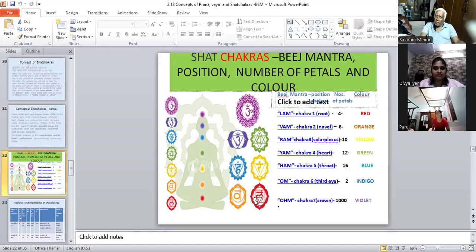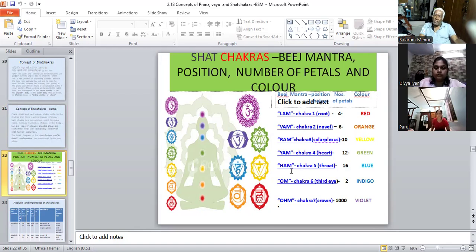Four petals are Muladhara chakra, red, orange is warm. Then comes Manipura chakra, ten petals. 12 petals is Anahata, yam, heart chakra. Then blue chakra, Vishuddhi chakra, 16 petals.